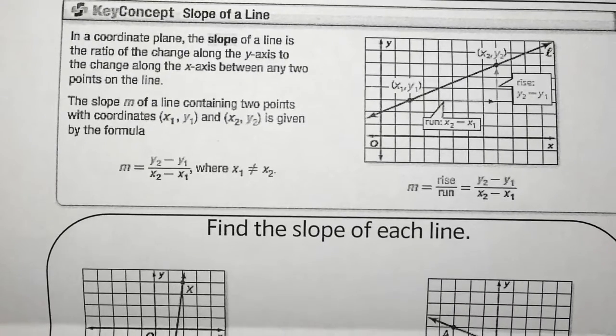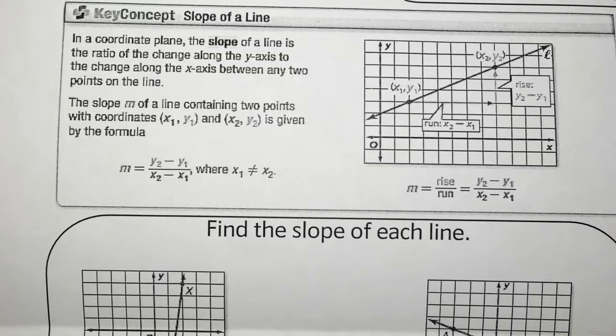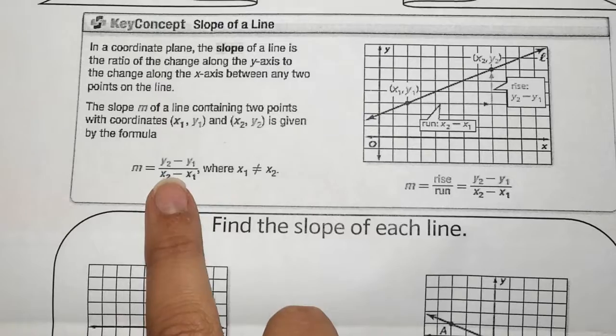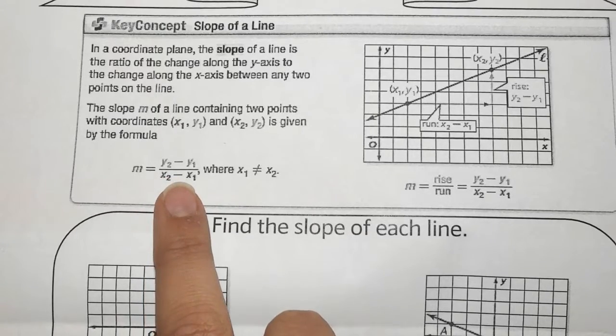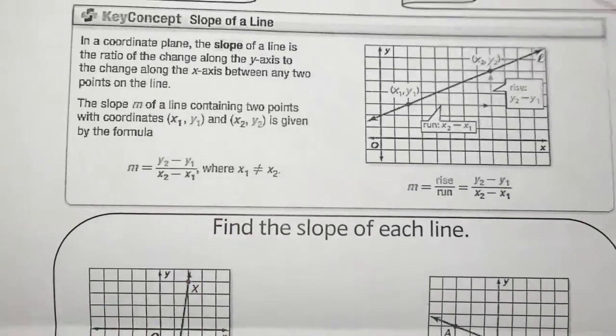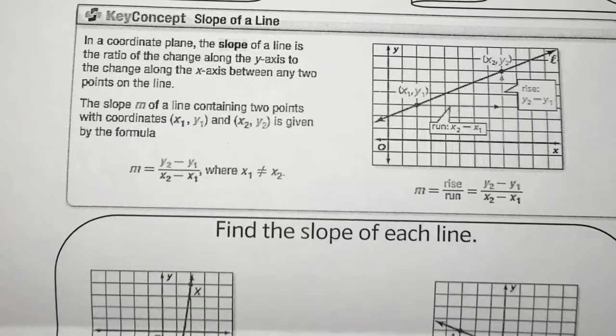There should be some in your tower along with tape. I already put it in there. So it's y2 minus y1 divided by x2 minus x1. You guys also know that it's rise then run.